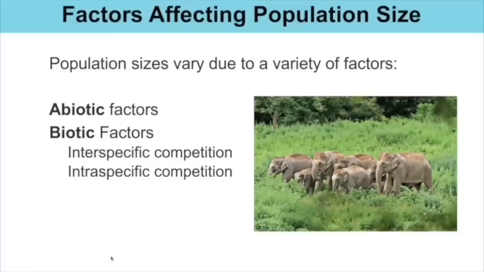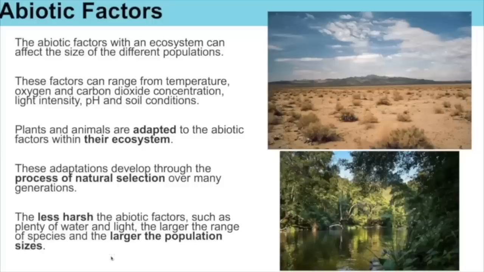So if we have a look then at the abiotic factors and the biotic factors. Abiotic factors, as we said, are the non-living components of the ecosystem, and these can be factors like the temperature, oxygen and carbon dioxide concentration, light intensity, pH and soil conditions. Plants and animals are adapted to the abiotic factors within their ecosystem. These adaptations develop through the process of natural selection over many generations.